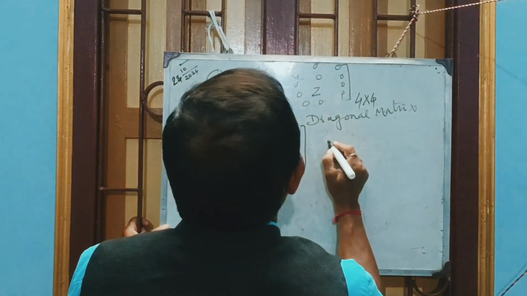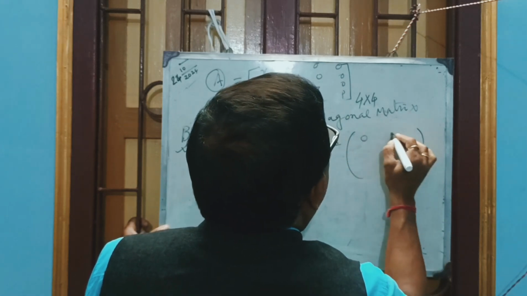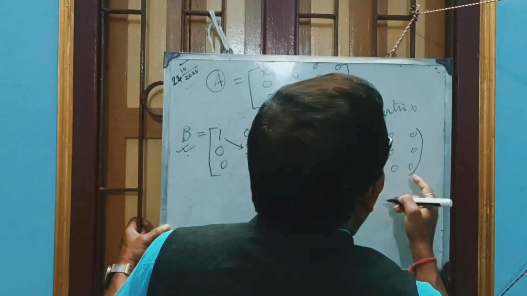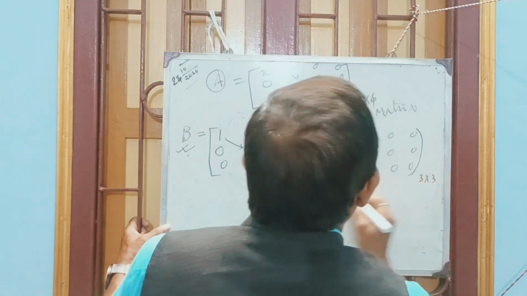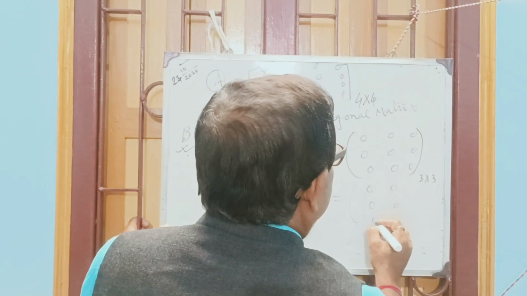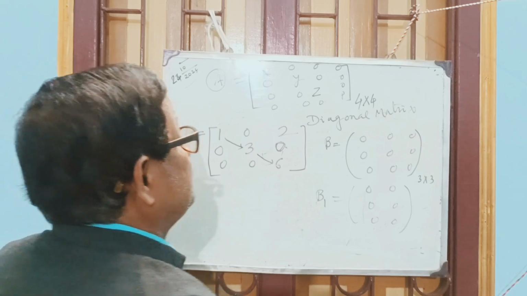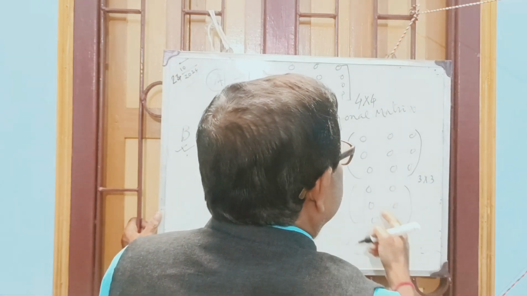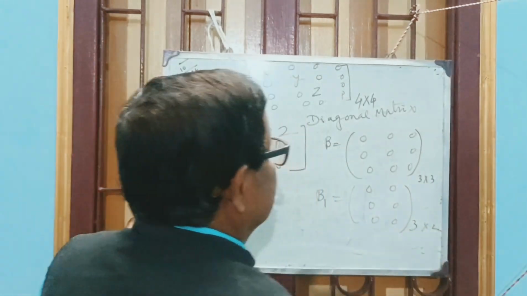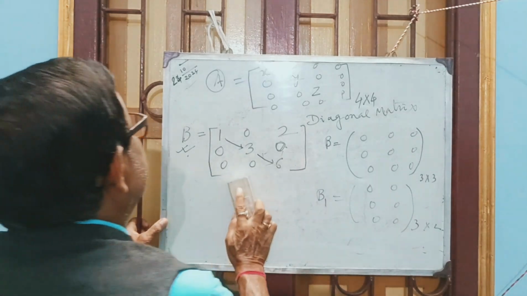Next is the null matrix. If all the elements of a matrix are 0, that is a null matrix, for example of order 3 by 3. Now B1 is a matrix of the form 0, 0, 0, 0, 0, 0, also a matrix whose elements are all 0, with rows R1, R2, R3 and columns C1, C2, of order 3 by 2. Therefore, this is a matrix known as a null matrix.